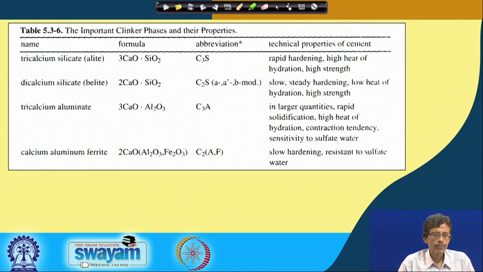So, if we have the different clinkers, the important clinker phases and their properties. Chemistry wise, or rather inorganic chemistry wise, how we consider these as the corresponding material as your clinkers. So, first one is nothing but your tricalcium silicate.